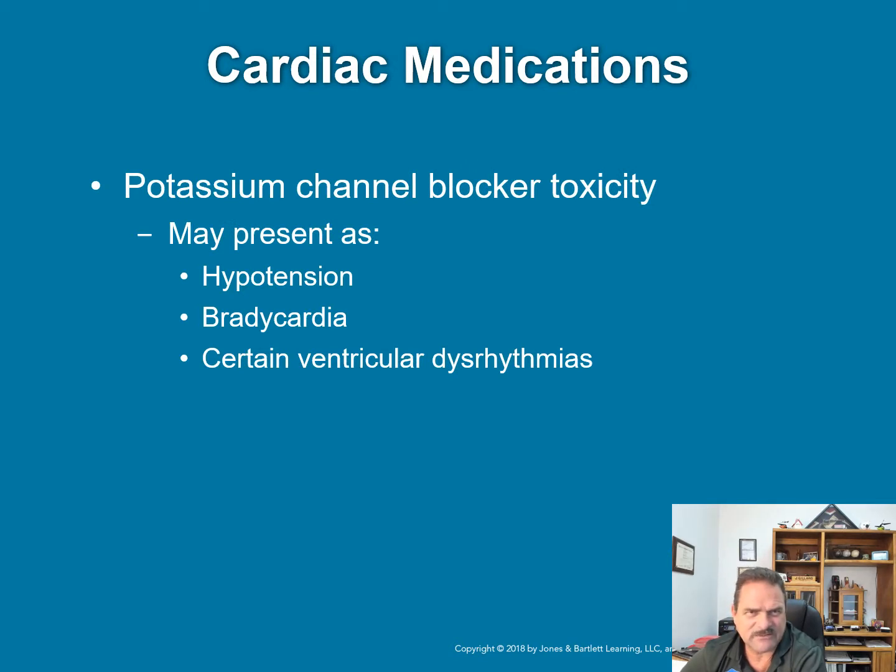Potassium channel blocker toxicity may present as hypotension, bradycardia, and also certain ventricular dysrhythmias. One of the predominant effects observed on the ECG is a prolonged QT interval. So treatment of acute potassium channel blocker toxicity is primarily supportive, although you may use IV magnesium sulfate to treat torsades de pointes if it shows up.